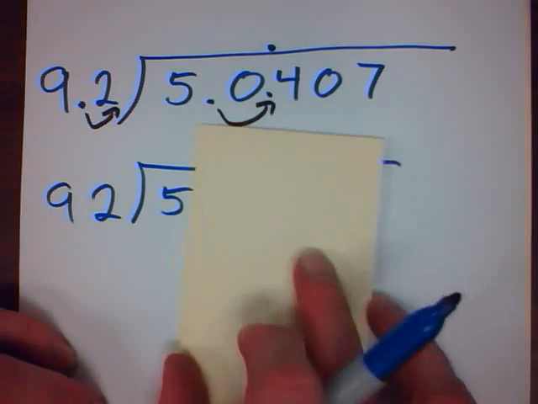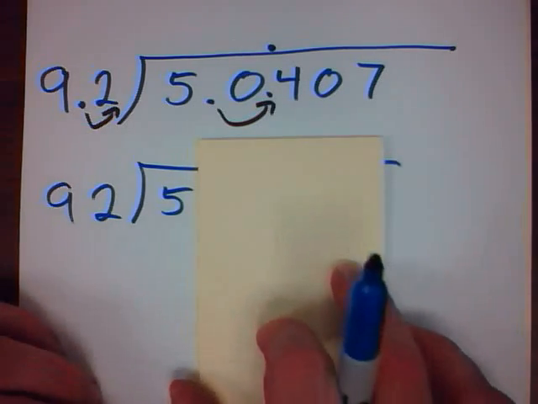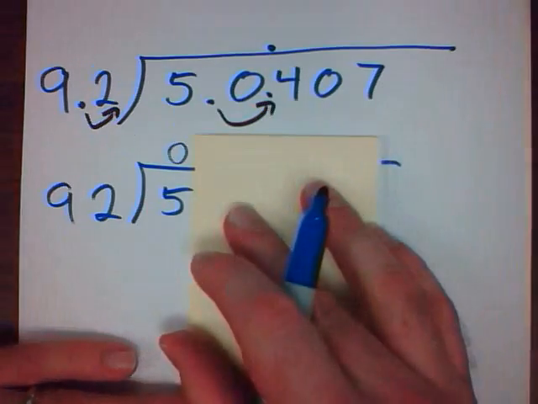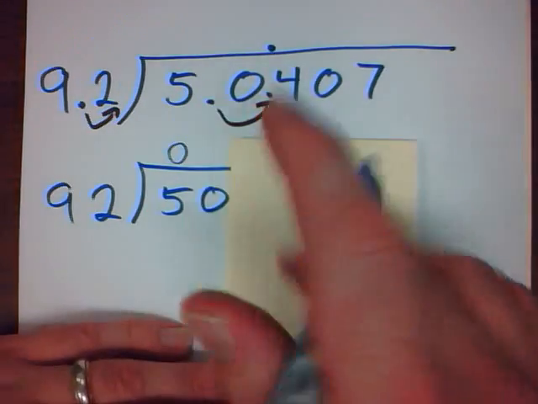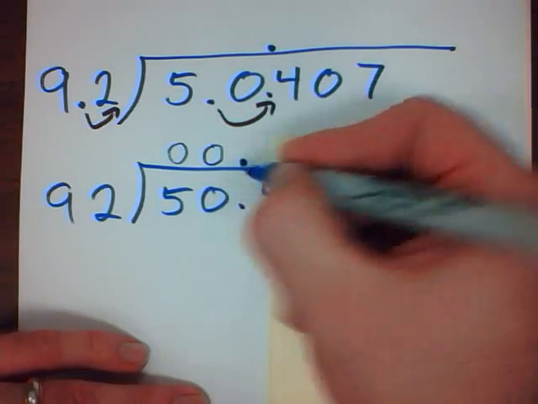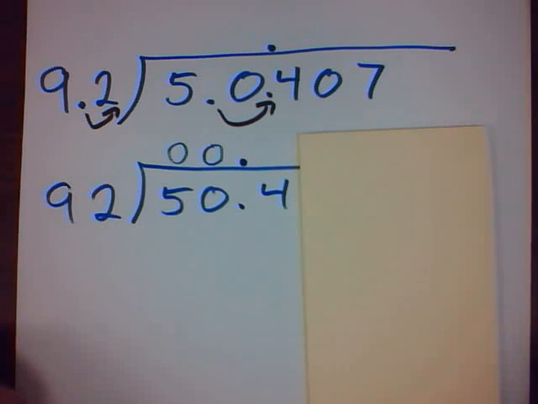If necessary, do this to make the question easier for you. So to begin, does 92 go into 5? Nope, it doesn't. Does 92 go into 50? Nope, it doesn't. Make sure your decimal is on the top. I should have done that earlier. Does 92 go into 504? Yes. I have no idea how many times.